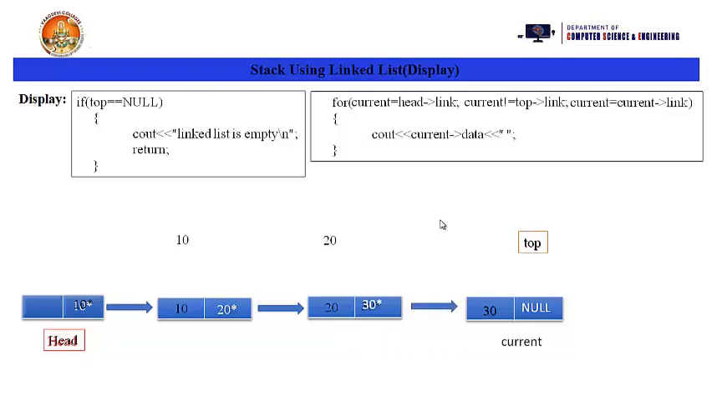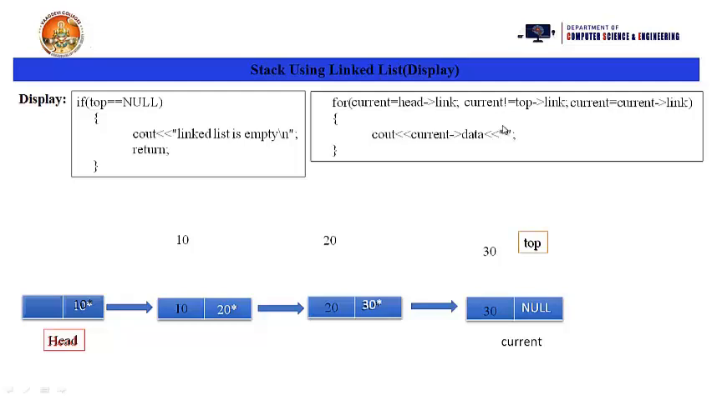Now we need to check the condition current not equal top tends to link. As current is 30 and top tends to link is null here, current 30 is not equal to null. Then we need to print the current tends to data value. Then again we increment the current value, current equal current tends to link. What is current tends to link now? Null. Current tends to link will be assigned to current, meaning current equal null now.